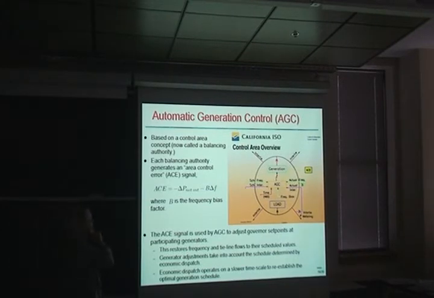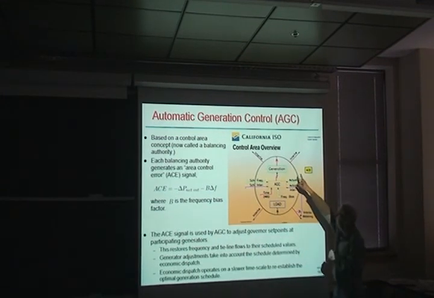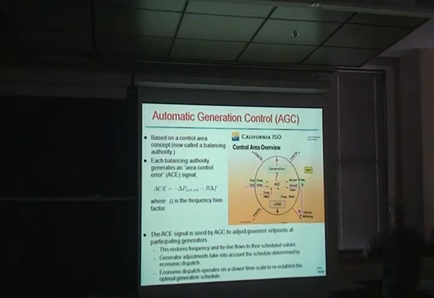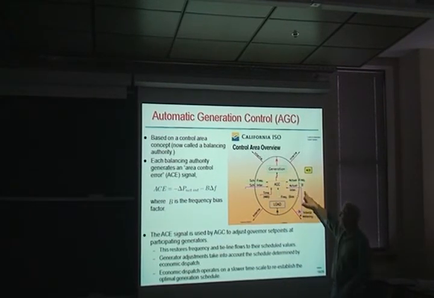I won't go into the details except to say the entire grid is divided up into what are called balancing authorities. So it's like taking a piece of the grid, putting a circle around it, and then monitoring all the flows that cross that boundary and comparing what's actually crossing that boundary with what the scheduled amount was to cross that boundary.